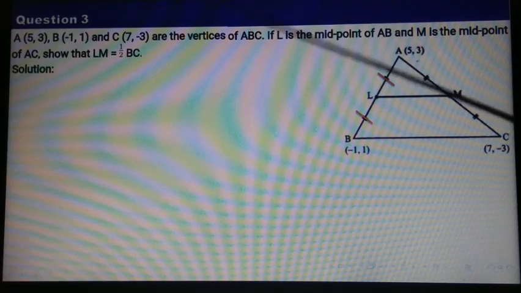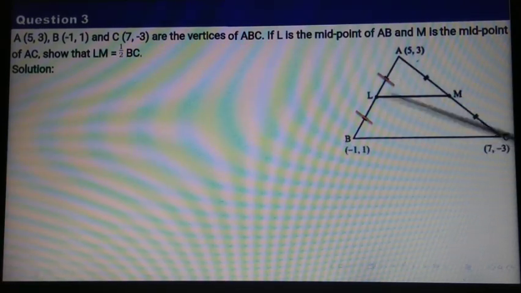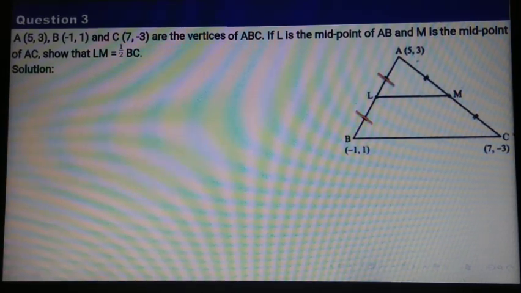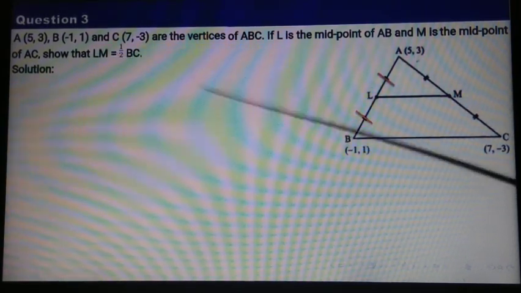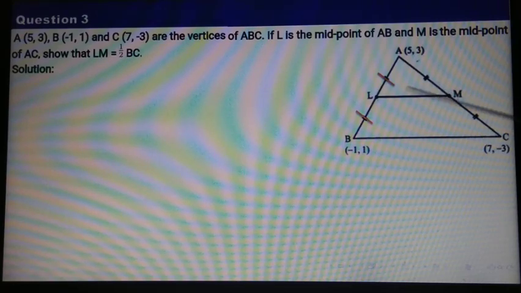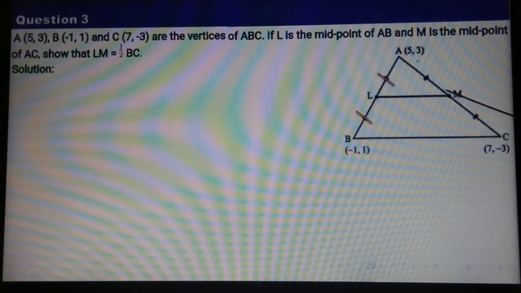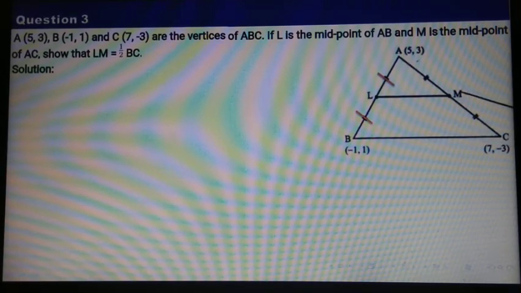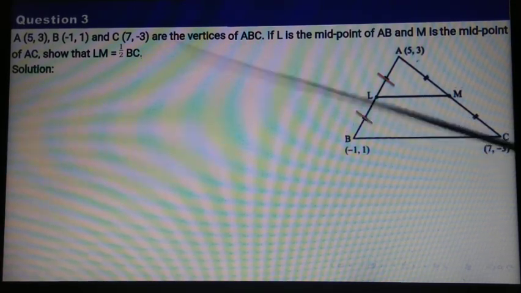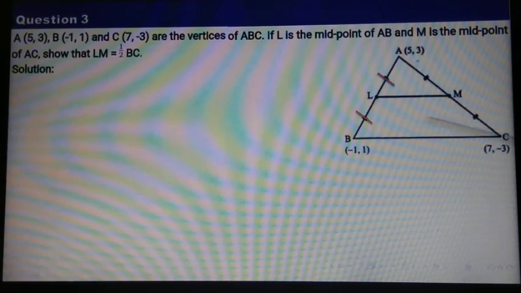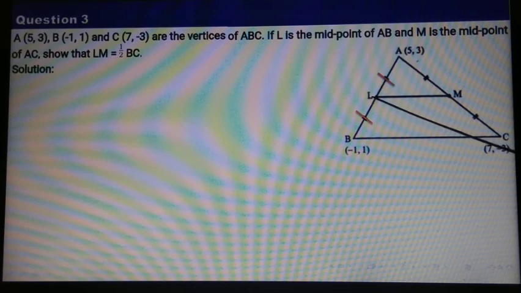Fine. Now we need to show that LM will be equal to half of BC. So LM means this, right? To find LM we need to use the distance formula, so I need to know the coordinates of L and M. Similarly, to calculate BC we should know the coordinates, which are already given. So BC can be directly found using the distance formula. So our aim is to find the coordinates of L and M.